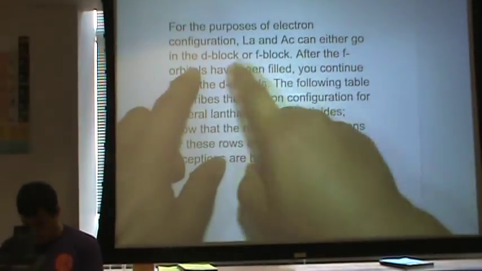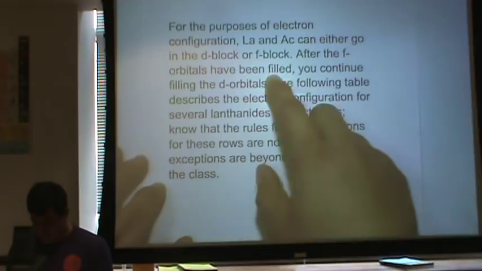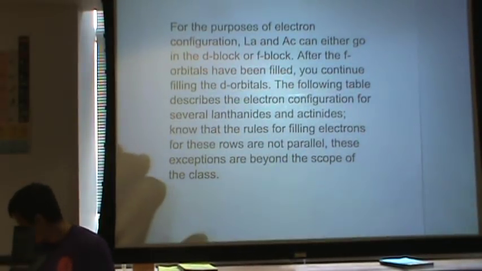So they can either go in the D block or the F block. After the F block orbitals have been filled, that is if you're assigning electrons to F block elements, you will continue filling in D orbitals if there are elements that are beyond the F block.